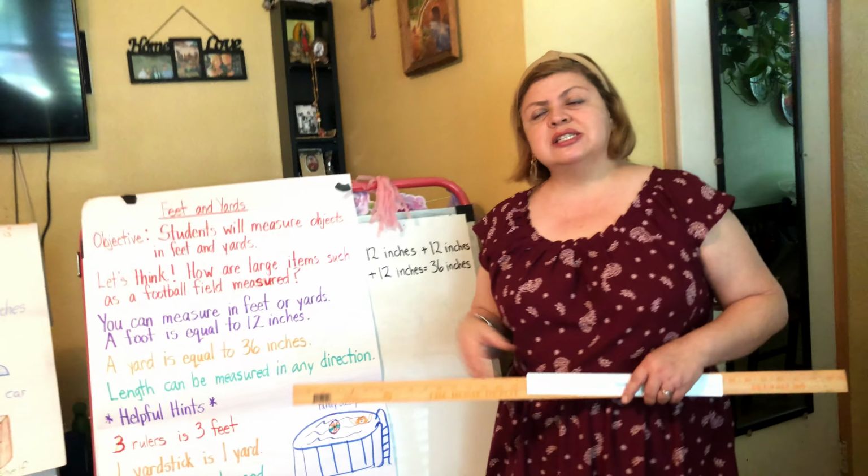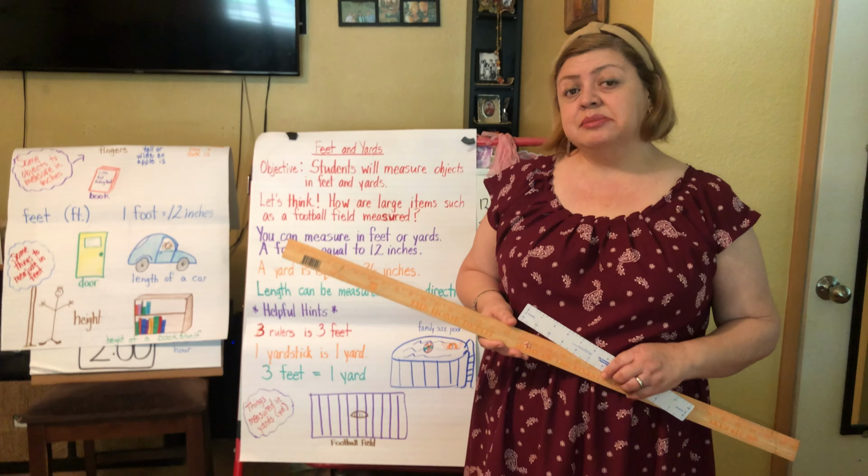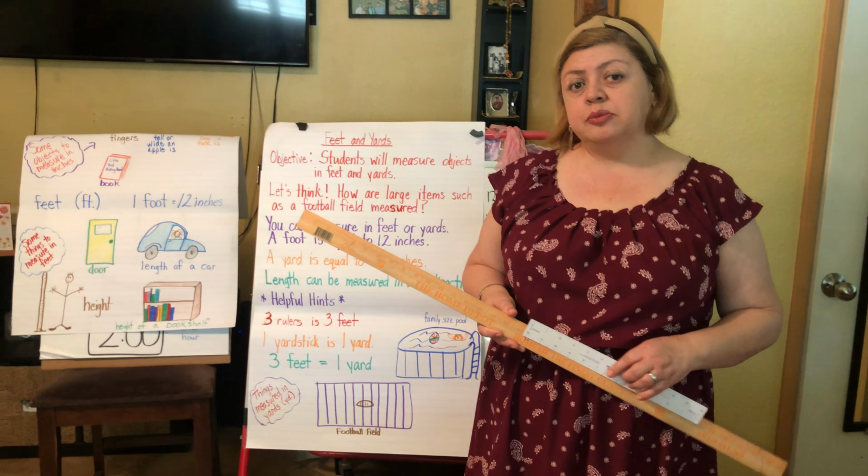So you could think of small objects being measured in inches. You could think of medium-sized objects being measured with rulers. And you could think of large objects being measured in yards. And we use our yardstick to measure large objects.